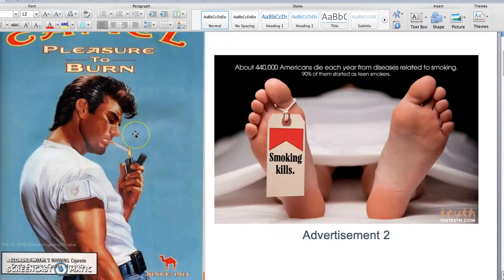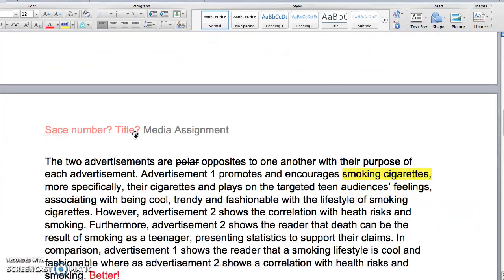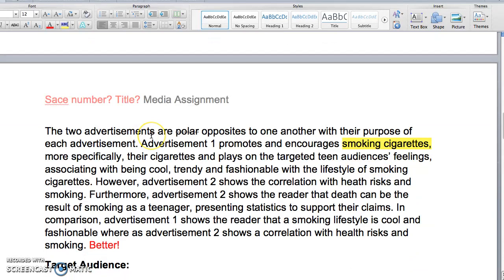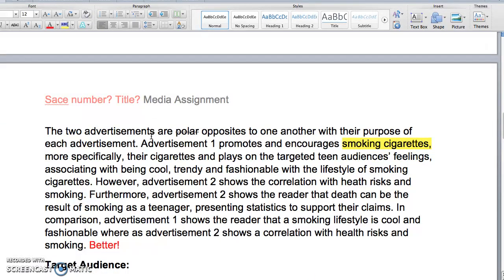The purpose of Camel is to promote. Well, you have to show your awareness and understanding that the purpose of all advertising is to persuade their target audience to want to buy the product, and that they do that through creating an emotional connection with their target audience. So are they using pathos? Yes, they are. Are they using logos? Yes, they are. So that's the logic.